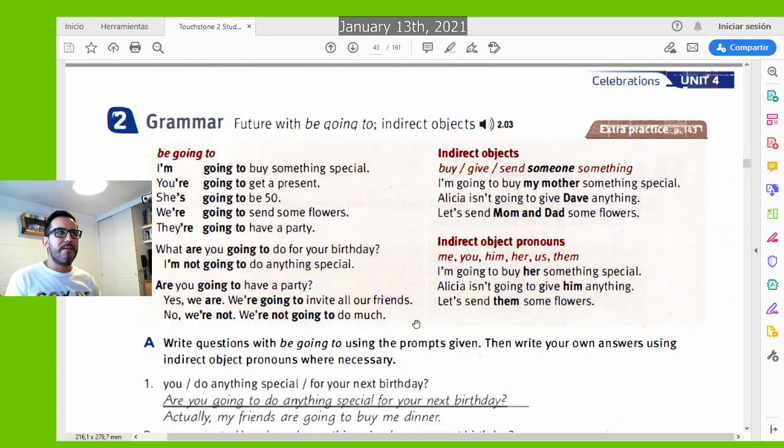In this sentence, two people are interacting. Okay. One person is I. And the second person is my mother. Okay. I am going to buy. I'm going to buy is the verb. My mother is the other person. Yeah, the indirect object, because she is affected by this verb phrase.